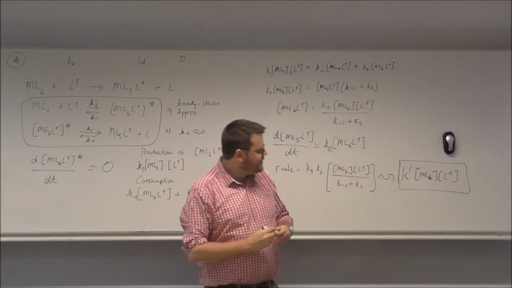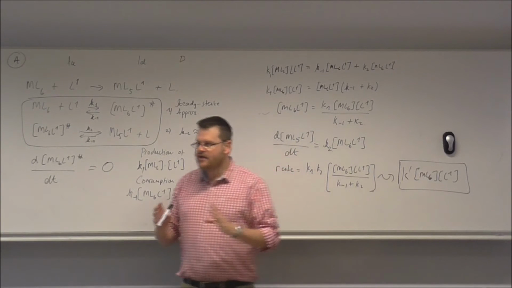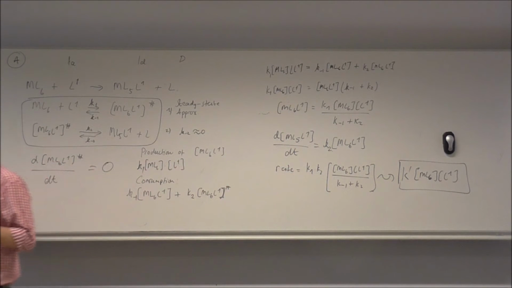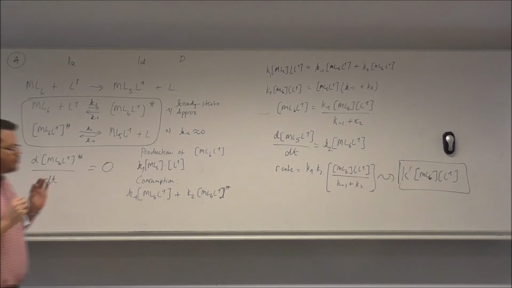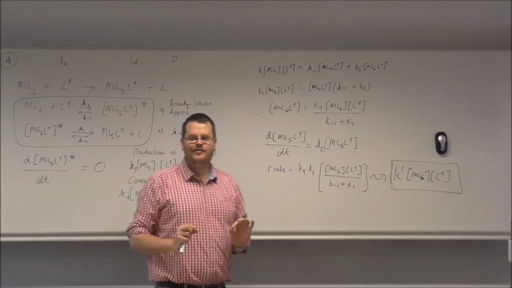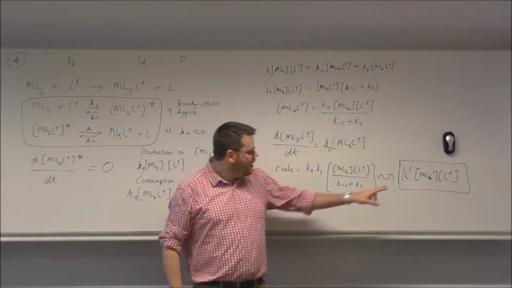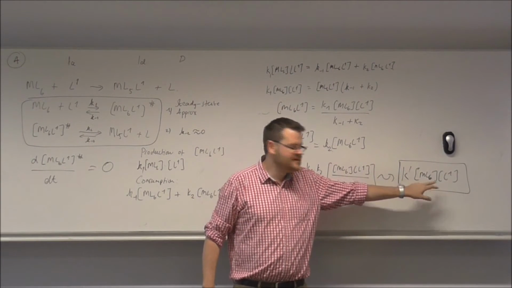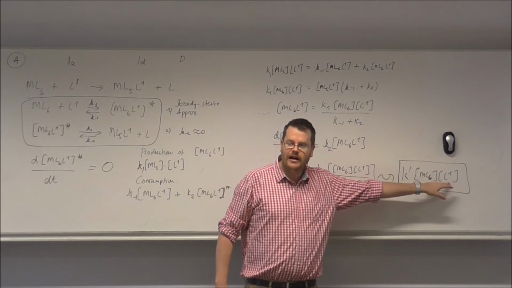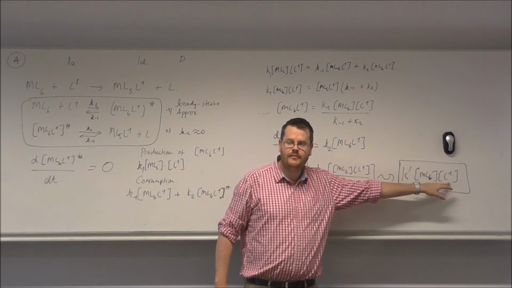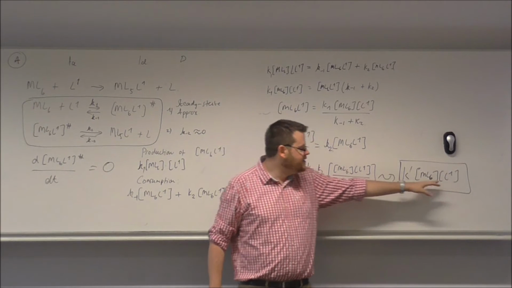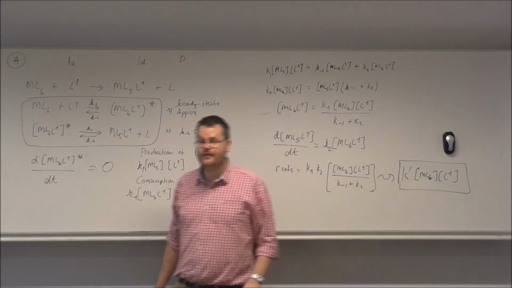What this tells us is that when a reaction follows an associative mechanism, the rate of the reaction is going to depend on what? It's going to depend on the concentration of ML6 and the concentration of the ligand. Both are going to affect the rate. Do you see that? You can clearly see that from the rate law that we've just derived.